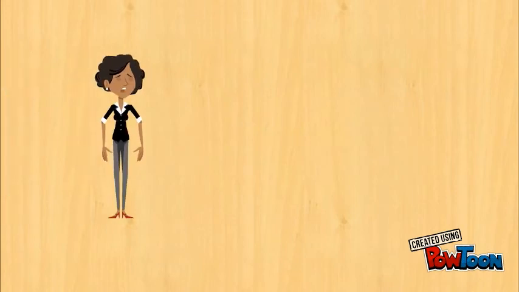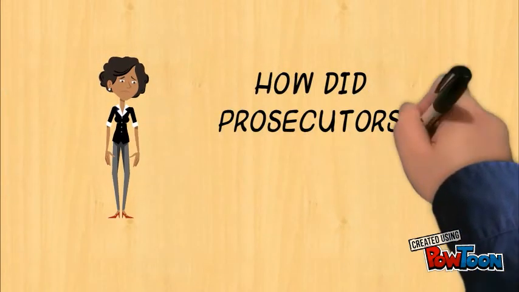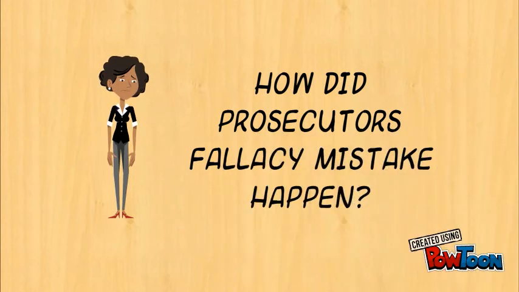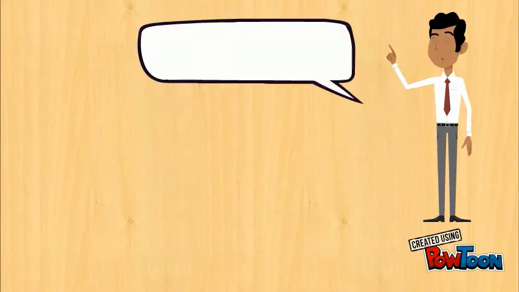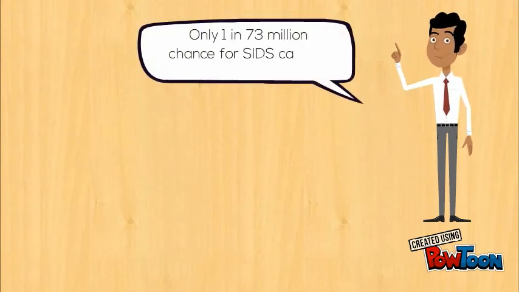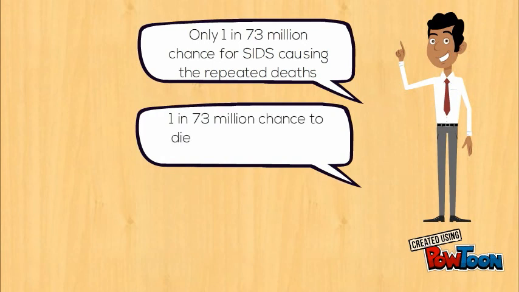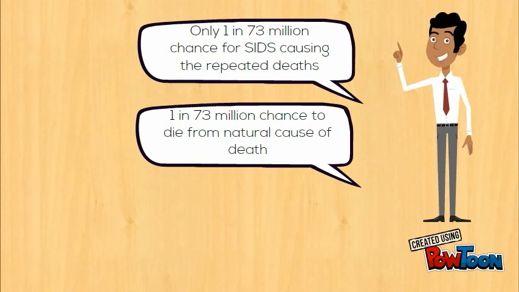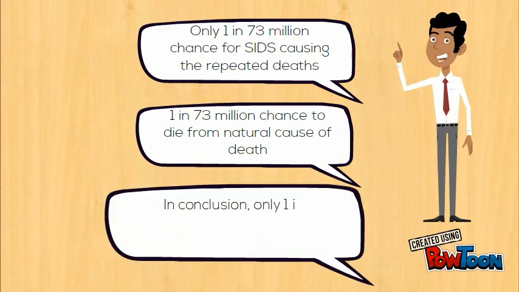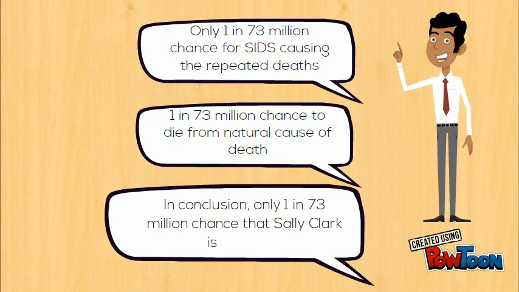Go back to the Sally Clark case. How did the prosecutor's fallacy happen in this case? According to expert witness Professor Meadow, there is only a 1 in 73 million chance for SIDS causing the death of 2 children. Therefore, there is also a 1 in 73 million chance for death due to natural causes. So, in conclusion, there is only a 1 in 73 million chance that Sally Clark is not guilty.